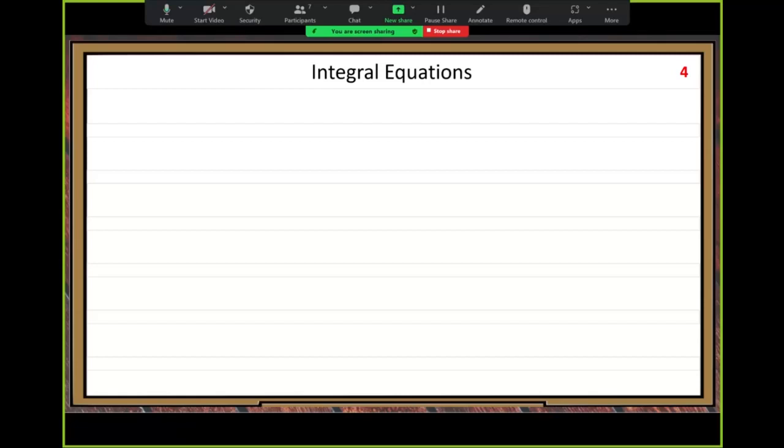Equations. Now let's solve an integral equation. The first time in this class, we have an integral equation. The equation has an unknown function inside the integral. How to solve it? Our old way cannot solve it, but with convolution, you can solve an integral equation.